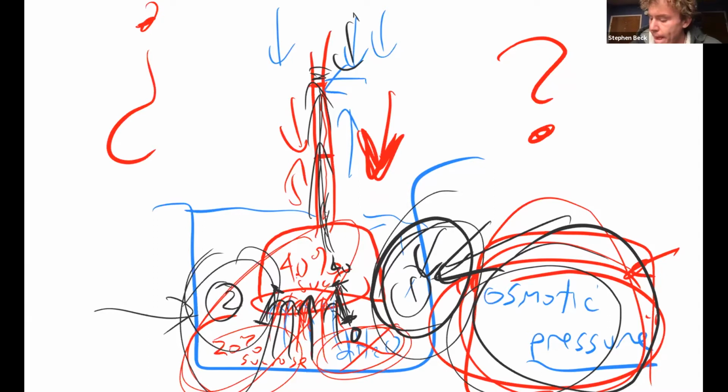Okay. When this thing is in equilibrium, it's exactly balanced by the force of the weight of the water pushing down. And that's the hydrostatic pressure. That's the hydrostatic head. Yeah. So the osmotic pressure is pushing up, and the hydrostatic head due to gravity is pushing down.